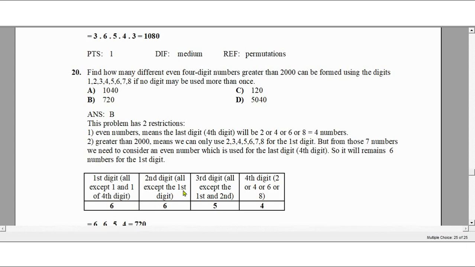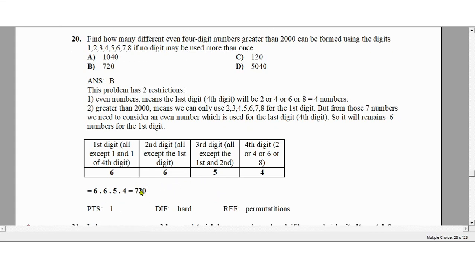And for the second digit there are six numbers. Why? Because we already chose the last digit and the first digit. So it remains six from eight. Okay, and for the third digit, of course, five, because we already used the last, the first, and the second. All right, so we multiply all together. So 6 times 6 times 5 times 4 equals 720. All right, so I hope you understand this explanation.